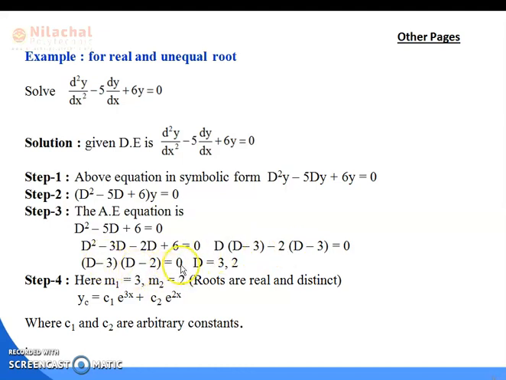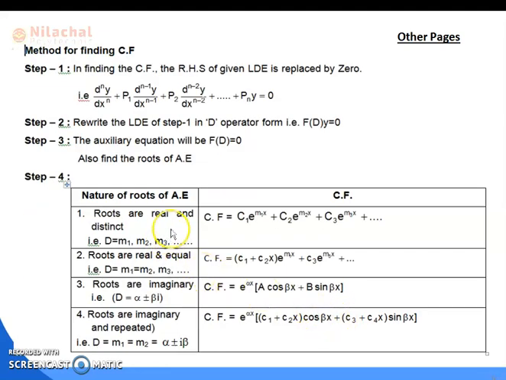From both factors, each factor equal to 0, meaning D minus 3 equal to 0 and D minus 2 equal to 0. So we can write D equals 3, D equals 2. We are getting 2 roots, and the 2 roots are unequal. We denote the roots as m1 and m2. Here I am writing the nature of the roots: roots are real and distinct.